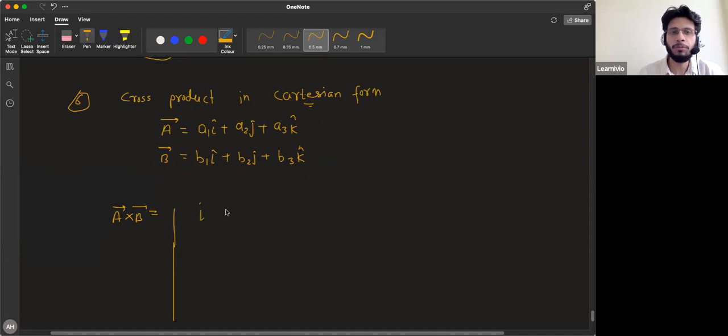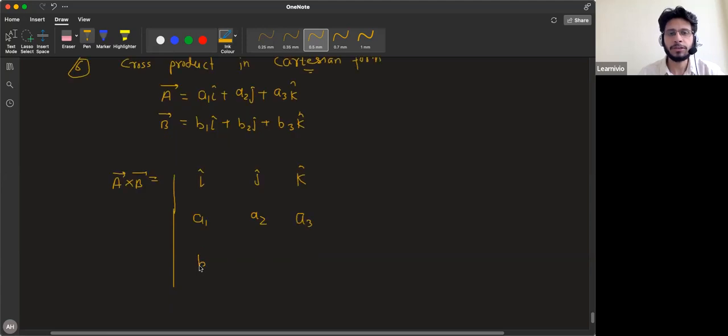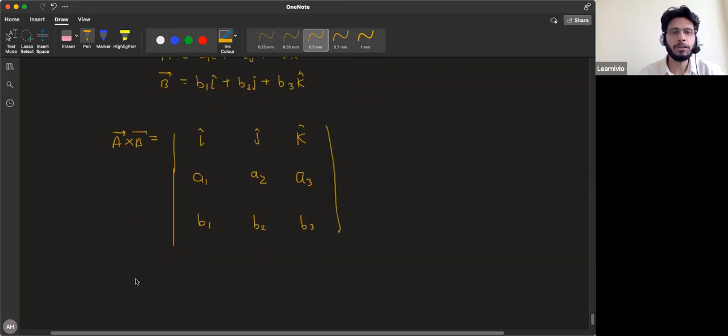So the first row will be I cap, J cap, and K cap. The next row will be A1, A2, A3. Then the next row will be B1, B2, and B3. We have to open this determinant. Just open this determinant using the first row.